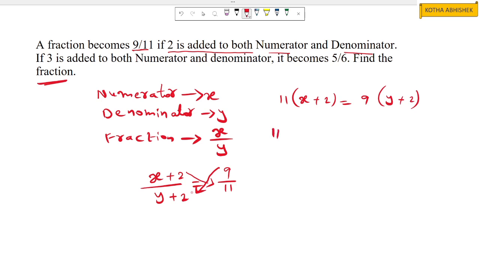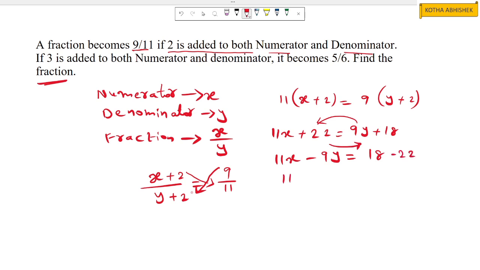11 into x is 11x plus 11 2s are 22 equals 9 into y, 9y plus 9 2s are 18. Bring everything to the left side. 11x. Now I am bringing this 9y to the left side, so it will become minus 9y. 18 as it is, I am taking 22 to the right side, so it will become minus 22. 11x minus 9y as it is, which equals 18 minus 22, minus 4. This is equation number 1.